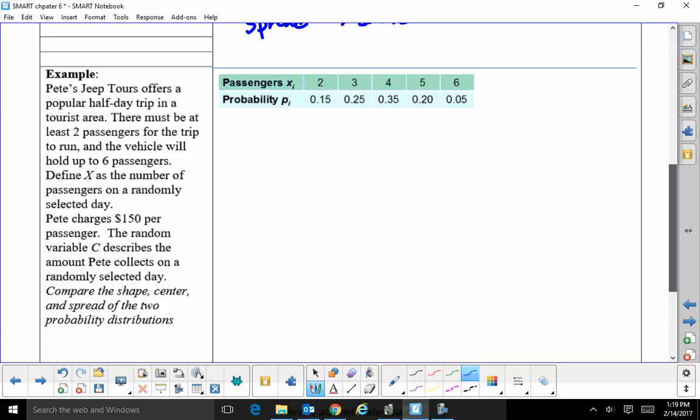Pete charges $150 per passenger. The random variable C describes the amount Pete collects on a randomly selected day. Compare the shape, center, and spread of the probability distributions. If this is where I started, can you tell me my mu sub x and my sigma sub x? Let's practice that skill in our calculator again. Let's see if you all can find it just from the calculator.